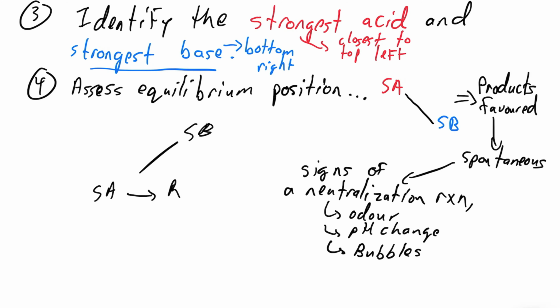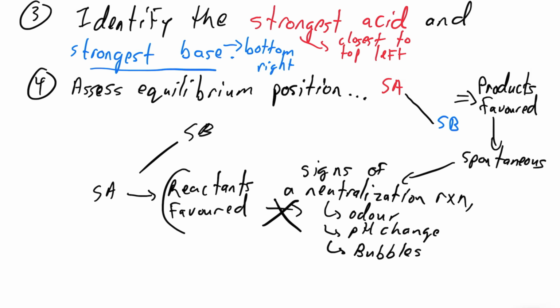Now, one thing that is worth mentioning is that if the reverse happens, so your strongest base is above your strongest acid, then reactants are favored, of course. And any of those signs of a neutralization reaction that we saw would not be present.